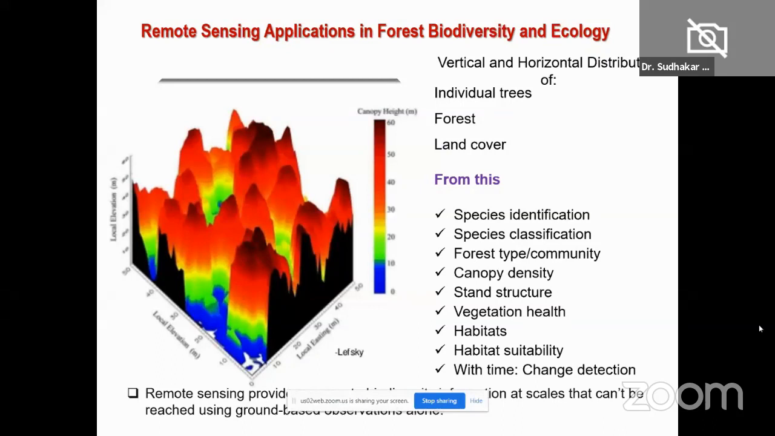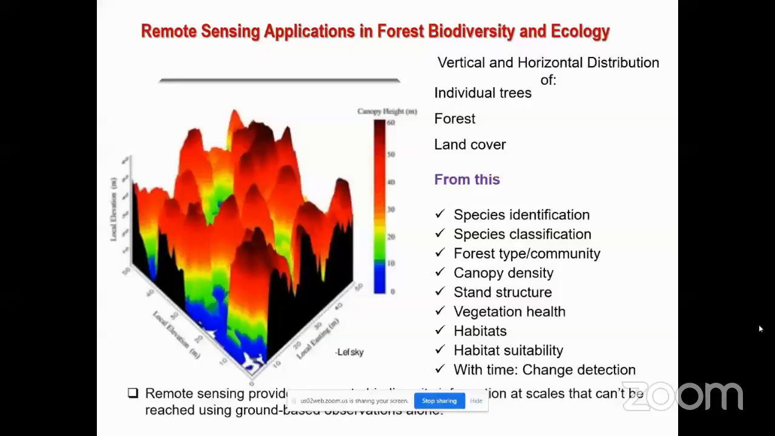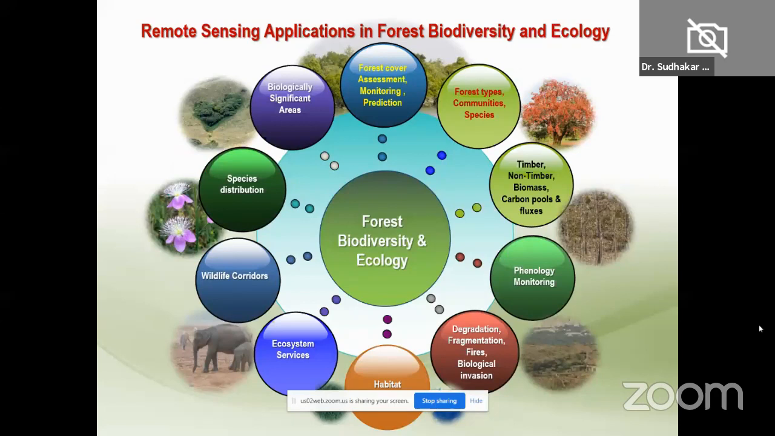So we can use this information to develop a database on forest types and communities, and we can also develop information on vegetation canopy density at a given point of time. We can assess the vegetation stand structure and three-dimensional variables, and we can assess vegetation health on a daily basis, along with habitat condition and suitability detection of habitats. Here, currently, the global standing biomass, carbon pools and fluxes, we can link with this daily remote sensing data that is available from 1972 onwards. So more than 4 decades of data is available.